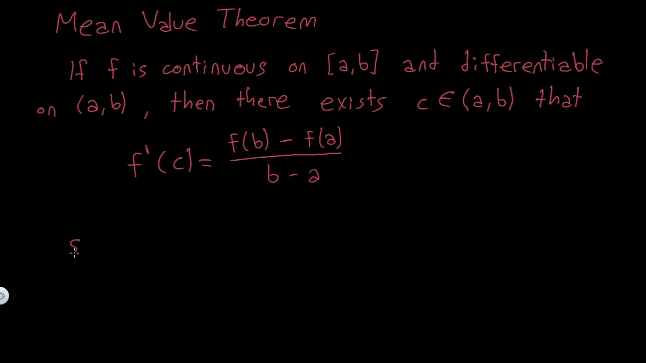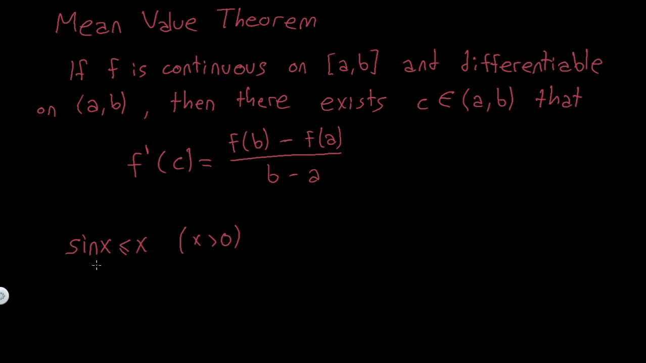For example, I want to show that sine of x is less than or equal to x. This is probably the simplest example we can do. This is actually true for all real numbers x, but let's do this only for positive x's. We can do the rest by symmetry.